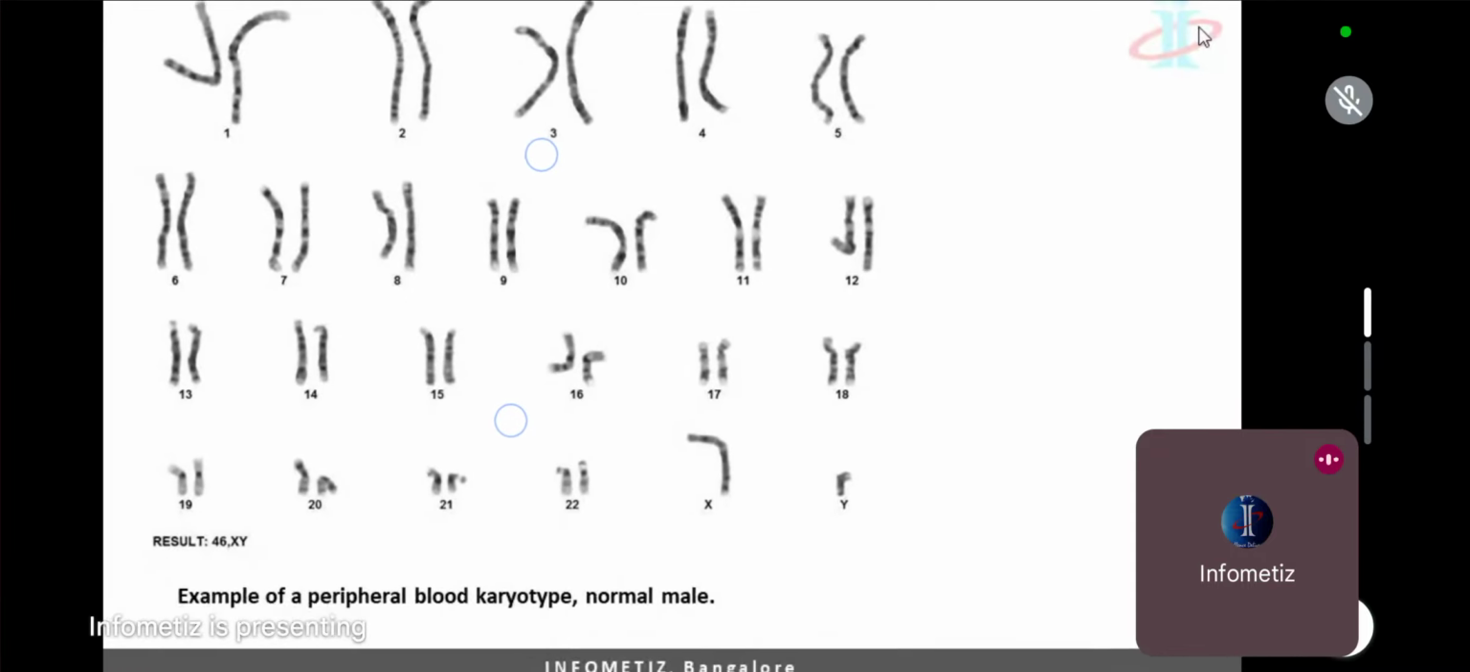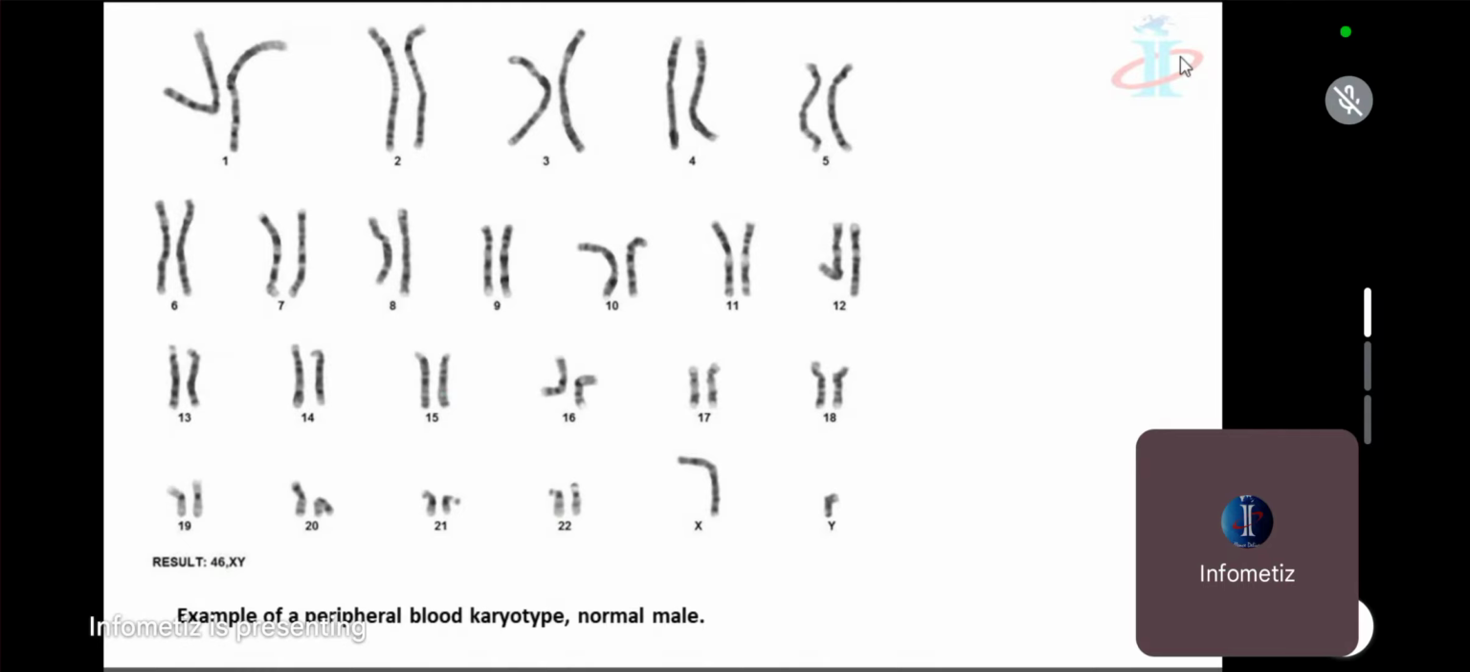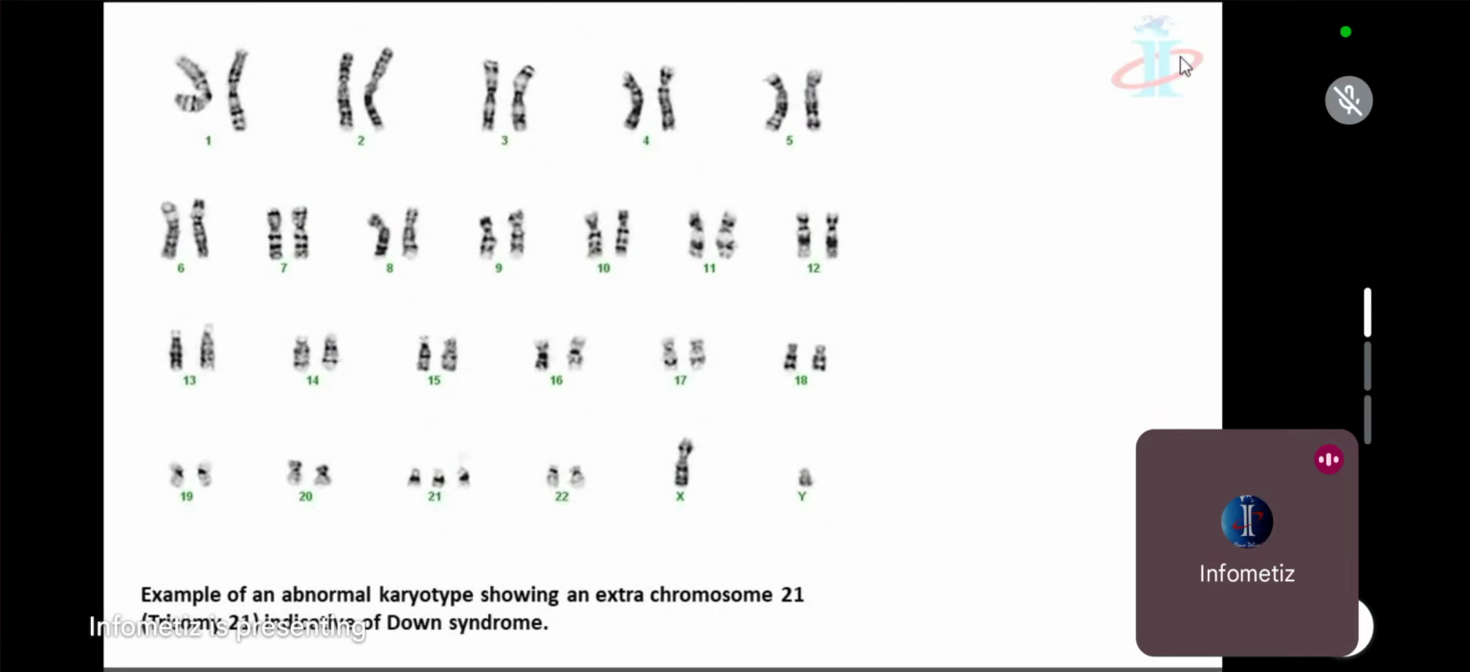The 23rd pair is the sex chromosome, which determines our sex. Are we male or female? If it is XX, it's a female. If it is XY, it's a male. Okay? Fine. Now, what happens if there is an abnormality in a chromosome? Any slight changes can develop major abnormalities in physical and mental status.